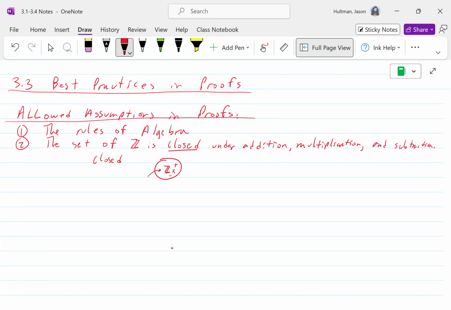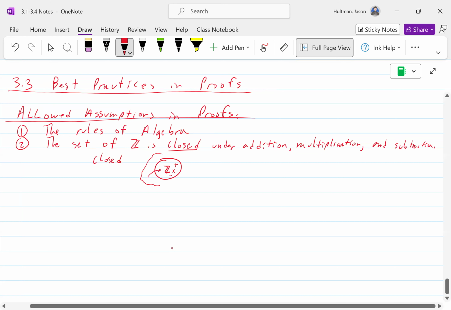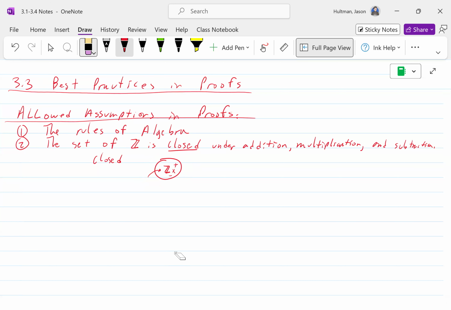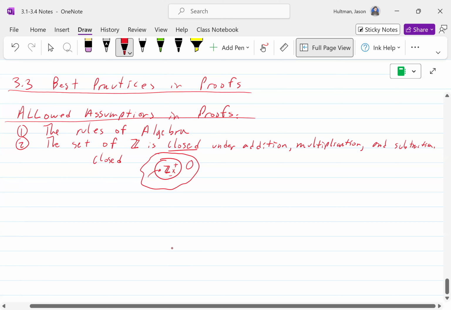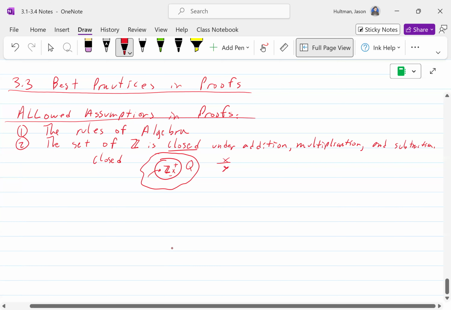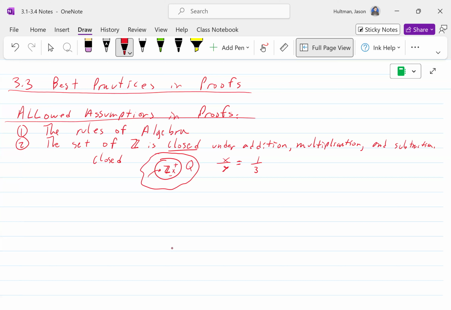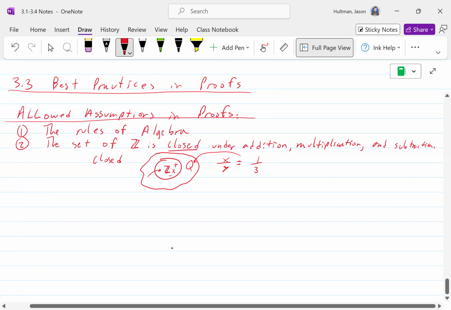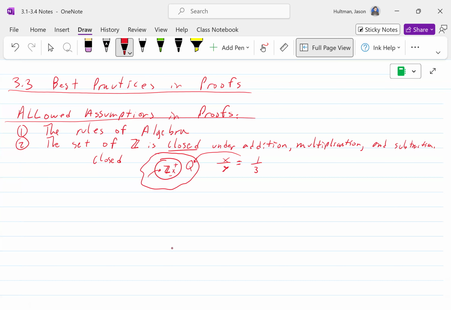Now, why is it not closed under division? It's not closed under division because we actually have to go to the rational numbers, Q, to do division, because division is x over y. And if both of these are integers, like 1 over 3, well, 1/3 is not an integer, it's a fraction. So 1/3 actually goes to Q, not Z. So it's not closed under division. Okay, but we can assume that Z is closed under addition, multiplication, and subtraction.